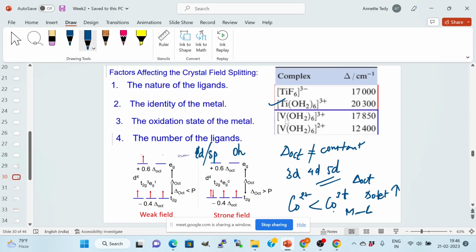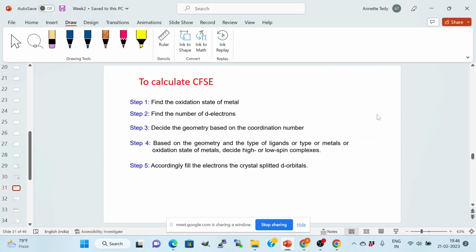So in this case, we have vanadium in 3+ state and vanadium in 2+ state. As I said, vanadium in 3+ state has much more metal-ligand interaction due to which the crystal splitting increases. So is this slide clear? Okay. So to calculate CFSE or the crystal splitting energy, first you need to find out, yeah.